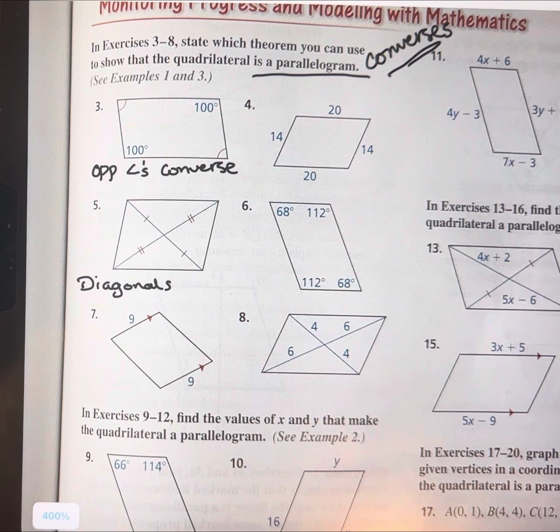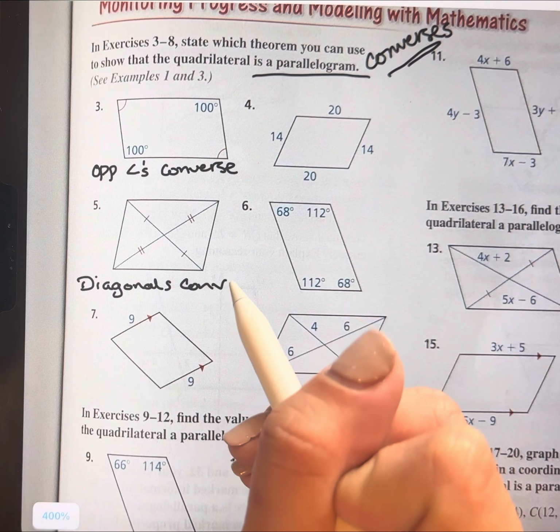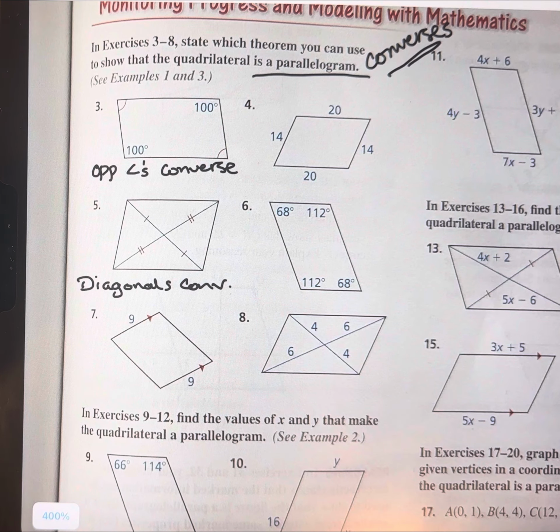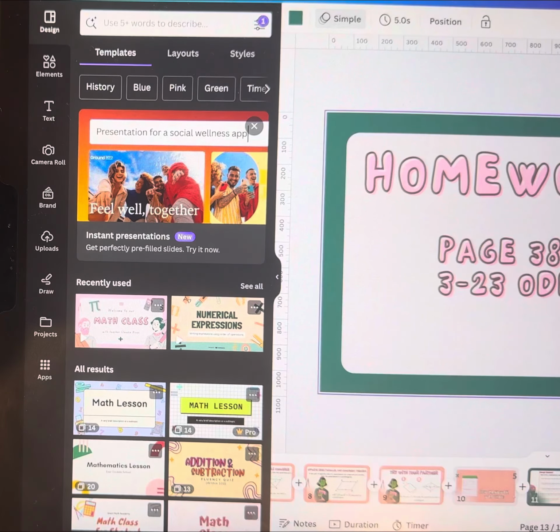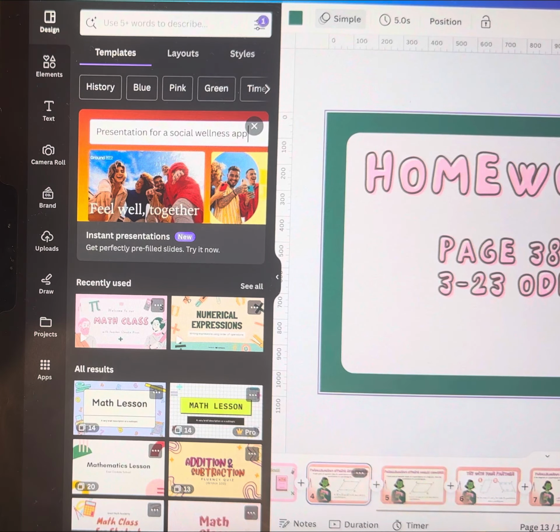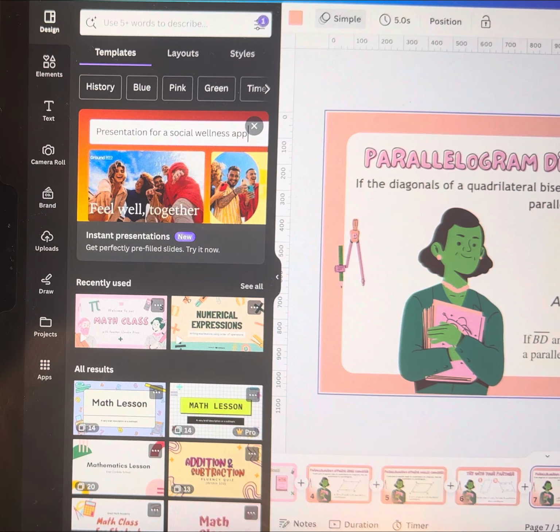Sorry, I want to double check that for you guys. One quick sec. Because I don't remember. I feel like there should be more words in that. No, it's just diagonals converse.